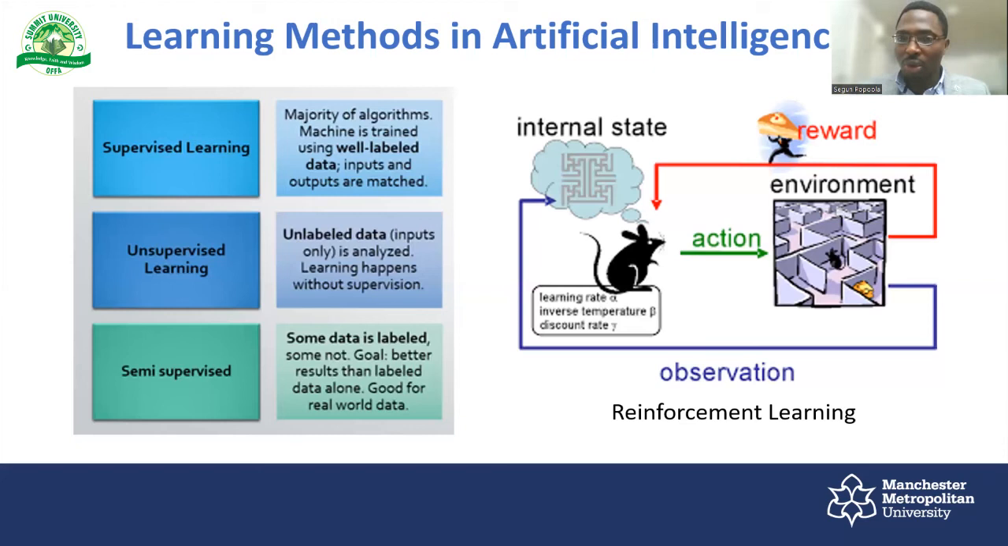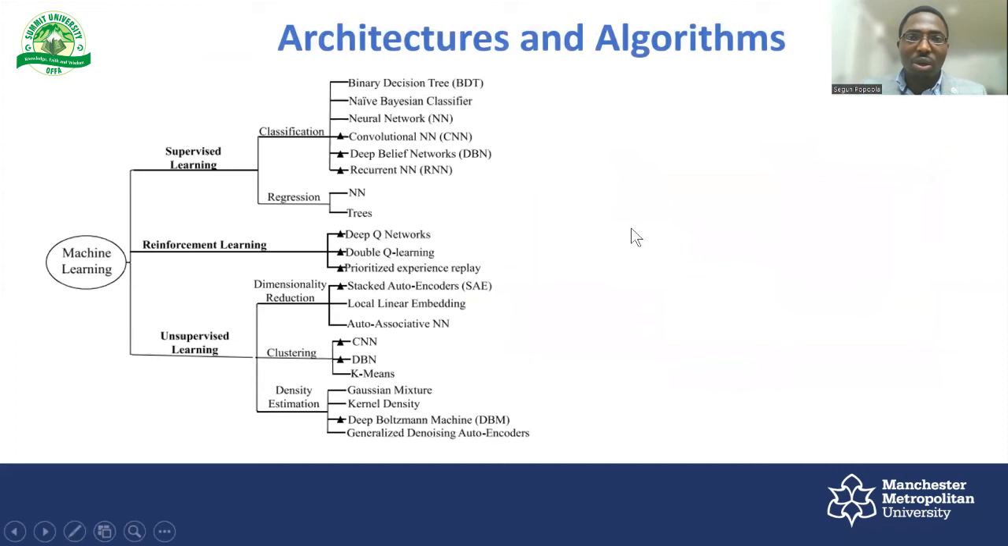So the agent will do more of the actions that lead to positive reward, and try to desist from taking actions that attract negative rewards. Okay, so these are some of the architectures under each of the learning methods.